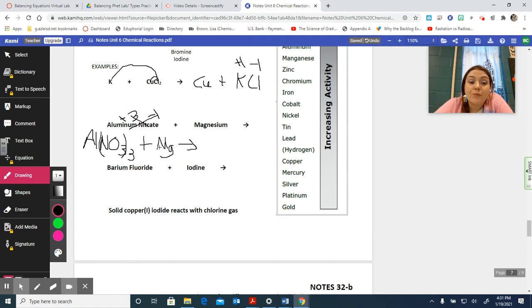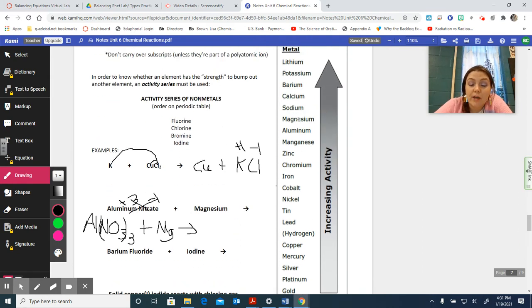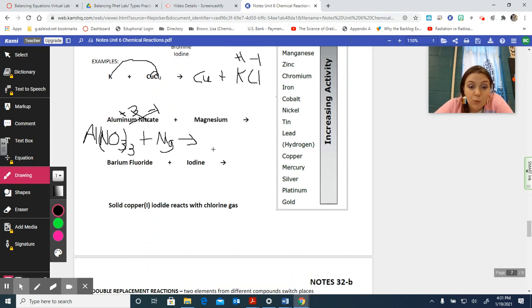Now, this is a single replacement reaction. Everything today is. It has a single element. Magnesium is a metal, so it wants to kick out the metal, which is aluminum. So let's see if that can happen. Can magnesium kick out aluminum? Here's magnesium. It's pretty high. It is higher than aluminum, just a little, but it's still higher, still stronger, so nitrate would prefer to be with it. So magnesium will get to kick out aluminum and take its place with nitrate.